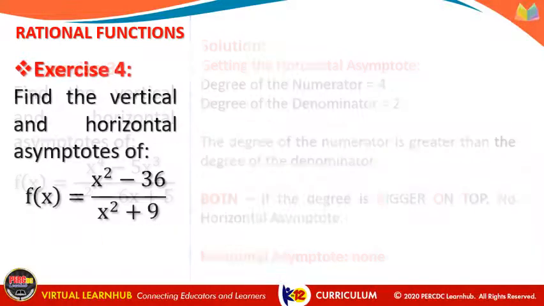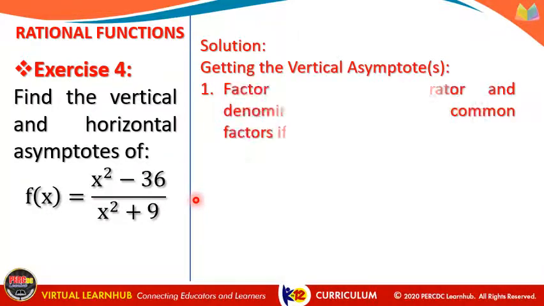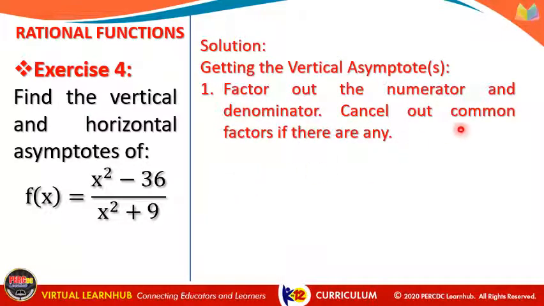Sige, practice pa more. Exercise 4. Find the vertical and horizontal asymptotes of x squared minus 36 divided by x squared plus 9. Sige, vertical asymptote muna tayo. Factor out and cancel if may pwedeng i-cancel.